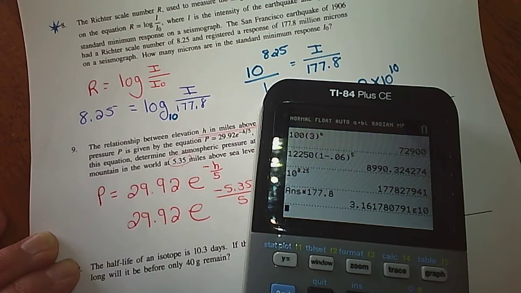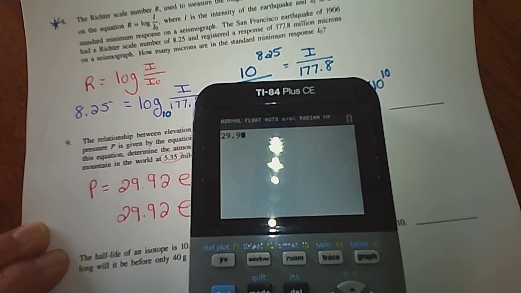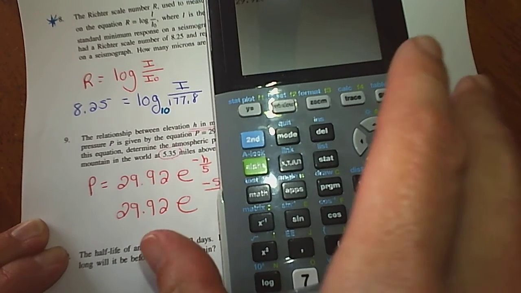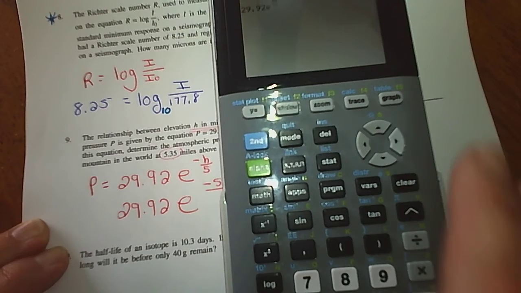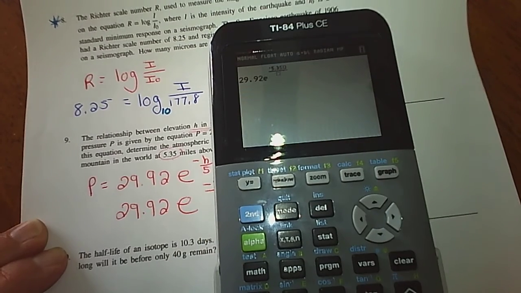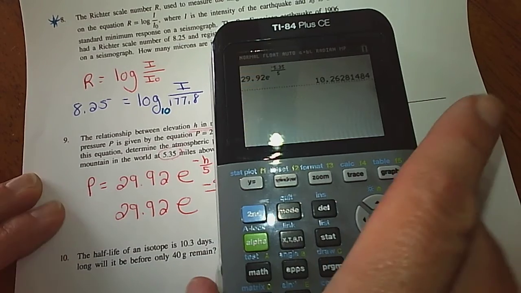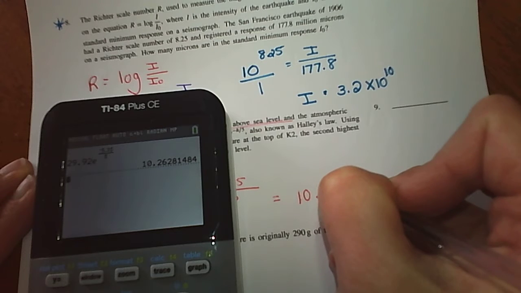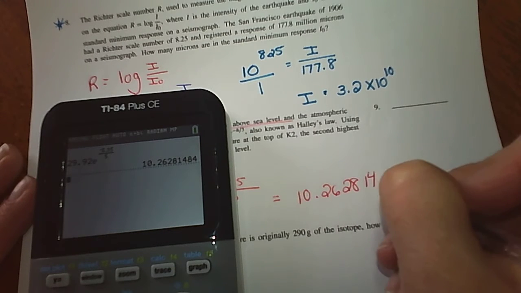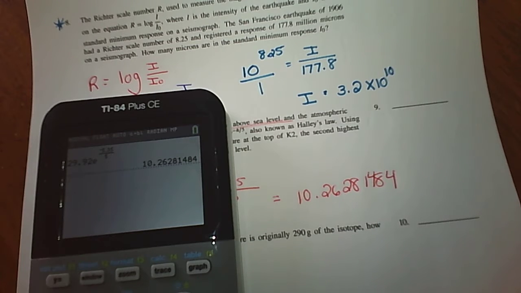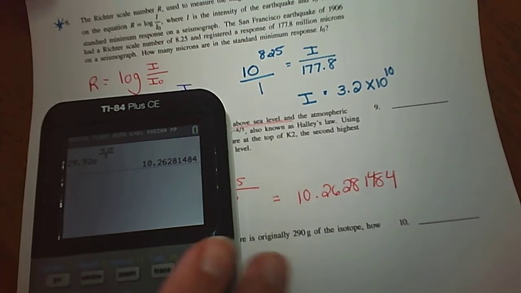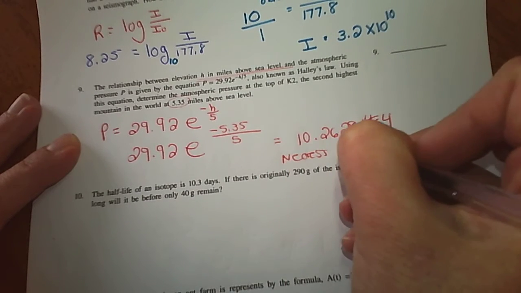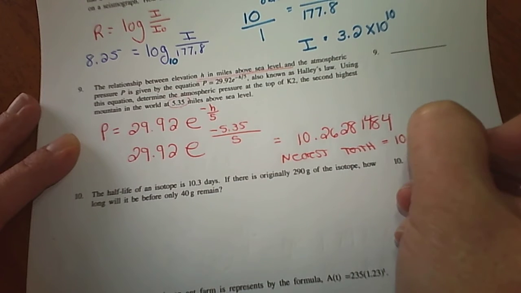So this is basically just a calculator question. 29.92. The E button, right? It's right next to the 4 second. You got E. Throw in a fraction. Negative 5.35 over 5. All right, and this would be 10.26281484. And again, I'm probably going to have you round usually either to the nearest 10th or the nearest 100th, right? What would nearest 10th be if I asked you to round to that? That would be 10.3.